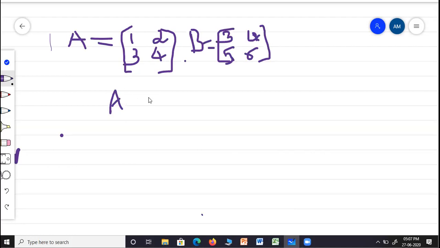Now, suppose you want to add these two matrices, A and B. Then, before adding, we should check the rule. What is the rule? The order of both the matrices should be the same. Here, the order of matrix A is 2 by 2 because matrix A has 2 rows and 2 columns. And the order of matrix B is also 2 by 2. So now we can see that the order of both matrices is the same, and we can add these two matrices.